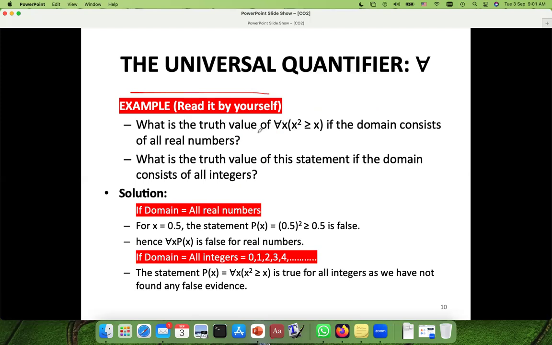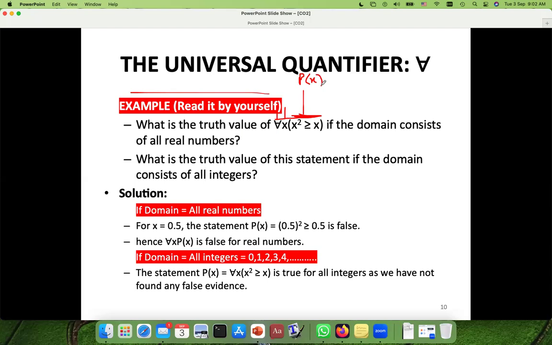It's easy. What is the truth value of for every x, x square greater than x? Here something is written differently, so you don't have to make any mistake. For every x, we know that the quantifier is always used with a variable, and after that we normally have the predicate. Now this is the statement: x square greater than or equal to x. This is basically equal to P of x.